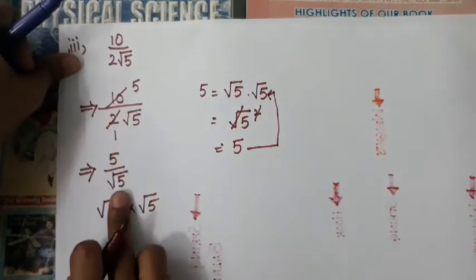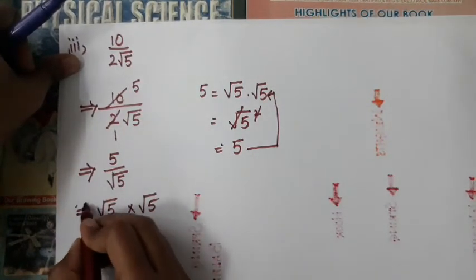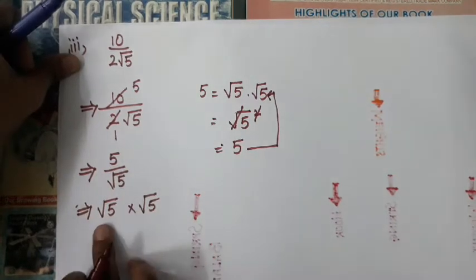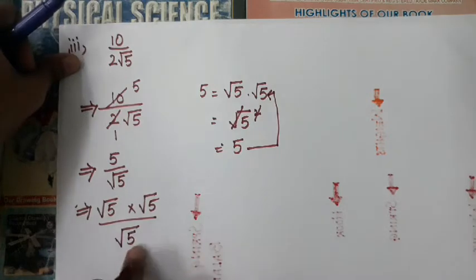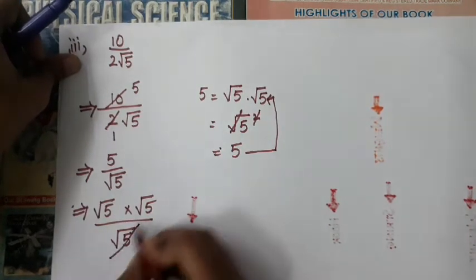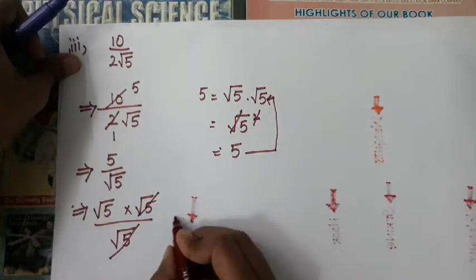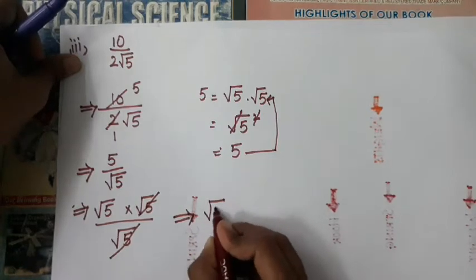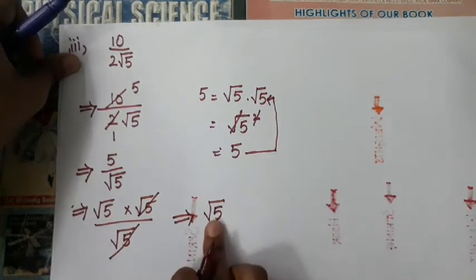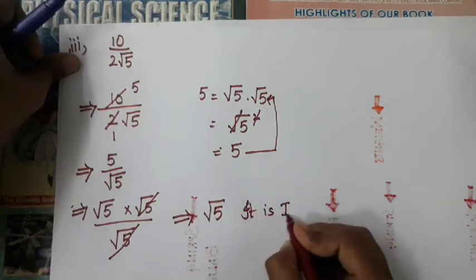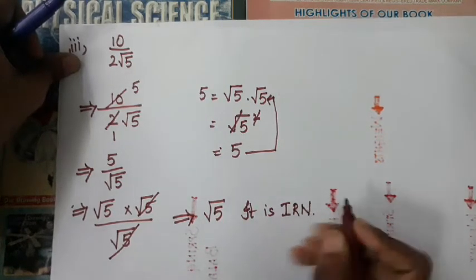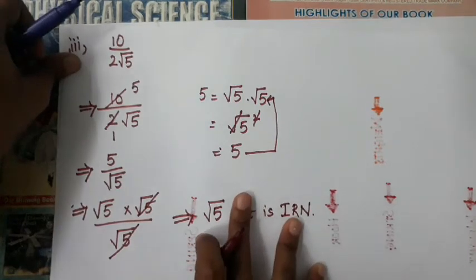These arrows are nothing but steps, different steps. So in place of 5 I wrote root 5 into root 5 divided by root 5. The denominator is as it is. Root 5 gets cancelled. What is our answer now? Our answer is root 5. Is it rational or irrational? It is an irrational number. Okay children, it is an irrational number.